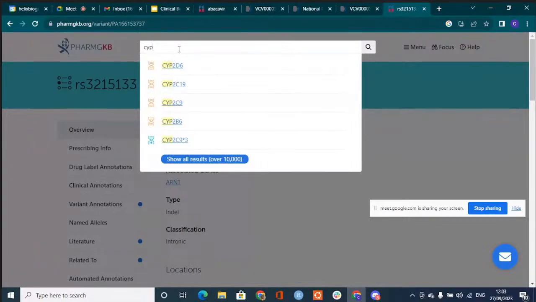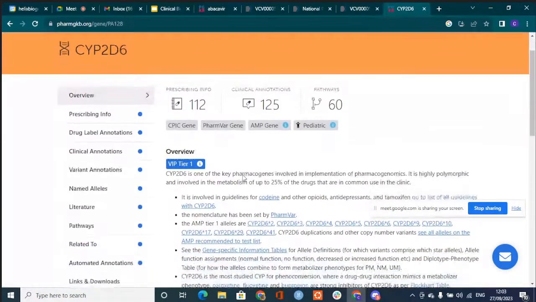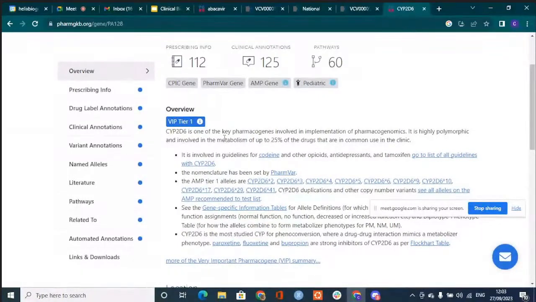2D6. CYP2D6. You can type it anyway. So I'm inserting CYP2D6 into the pharmacology search. You can see here that there are a lot of clinical annotations. There is annotation tier one, tier two, and tier three. Tier one means maybe clinical setting, and tier three maybe research or something like that. So this is just showing us that there is a lot of information about the CYP2D6 gene.